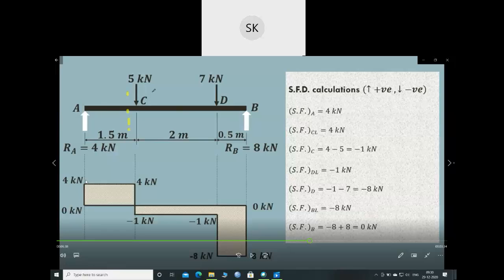Now if you consider this part, here you will have two forces, one upward, another downward. So 4 minus 5: the 4 is in upward direction, so it is positive, and the 5 is in downward direction, so it will be negative. So minus 1 kilonewton. From C to D, the force will be the same because there are only two forces, one upward, one downward. So till here it will be the same, minus 1 kilonewton.